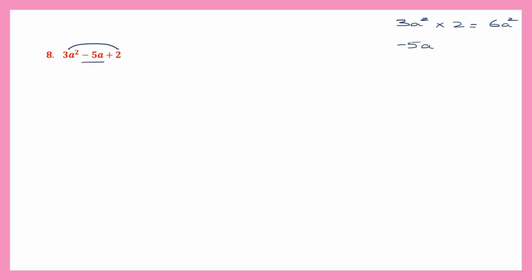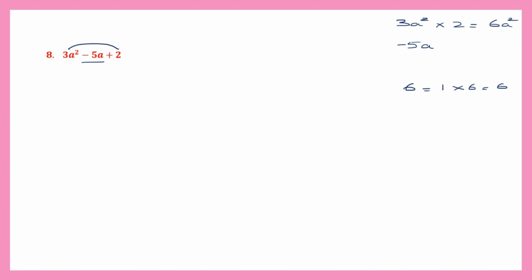So now what do we have to look for? We have to look for two numbers. When you multiply, you get 6, and when you add, you get minus 5. So how do we do that? So we take 6 and we write the factors of 6. So 1, 6 is our 6, isn't it? So we've got that.